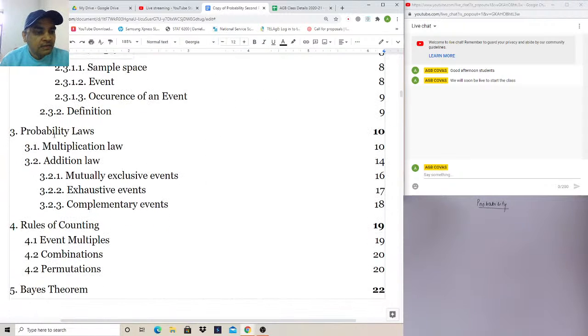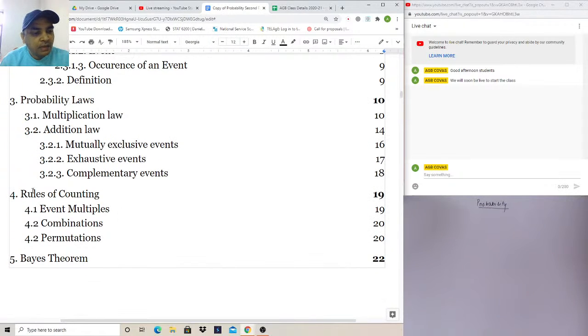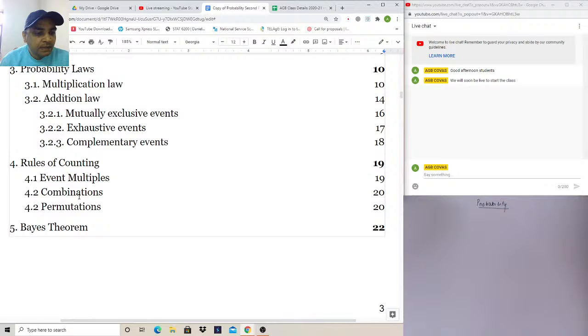Then we will learn certain probability laws, in which there will be the multiplication law and the addition law. Then we will also study the rules of counting, that is, how to count the events. There are three rules: event multiples, combinations, and permutations. And at last we will study a special problem, the Bayes theorem, in a special condition. So this is the outline of this lecture.